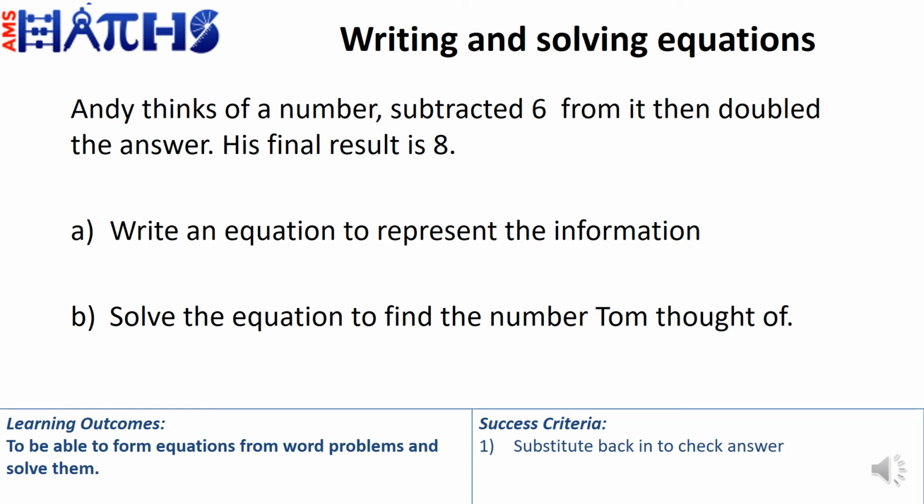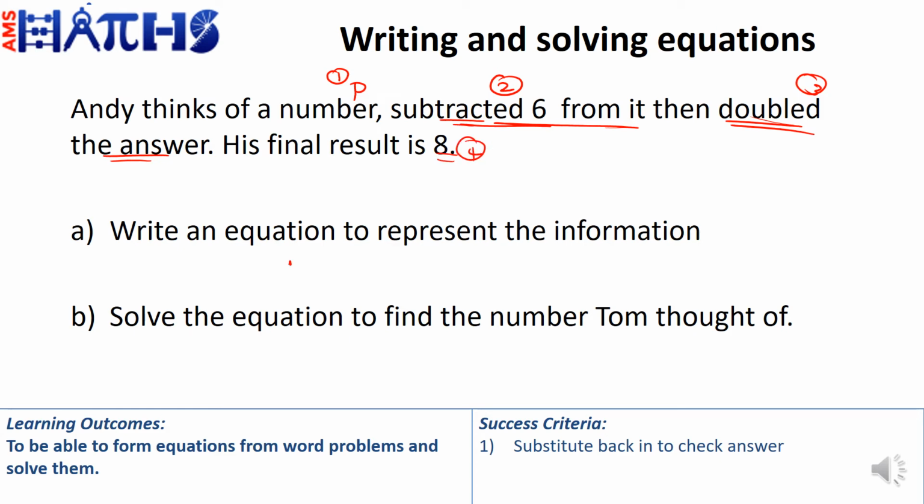Okay, it says Andy thinks of a number. What number it is, we don't know. Let's call it P then. So that's the first thing he does. He then subtracted 6 from it. Subtracted 6, that's the second thing. Then doubled the answer is the third thing. And then from that his result is 8. So our fourth bit of information.